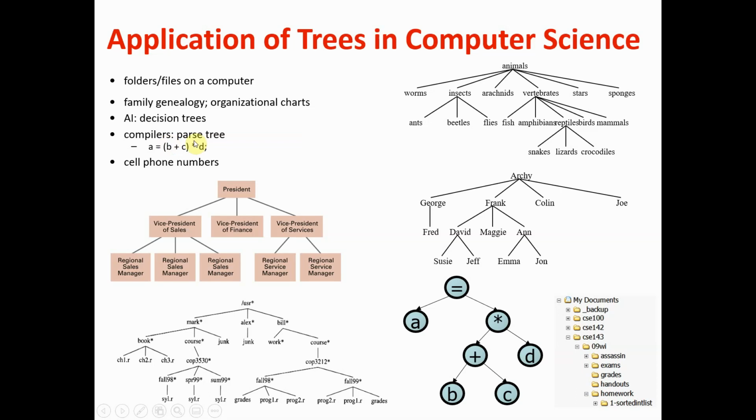Or arithmetic operations, right? So how to basically store arithmetic operations. Here, for example, you can see how we can store an arithmetic operation, or how to store cell phone numbers in an organized, sorted manner. This can be a very good example of an application of trees. Or organizational charts, for example, you can see that here.